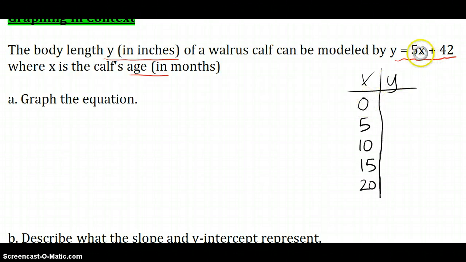So if I plug in 0 for x here, I have 5 times 0, 0 plus 42 is 42. So when the calf is born, it's 42 inches long. If I plug in 5 here, I have 5 times 5, 25 plus 42 gives me 67. If I plug in 10, I'm going to get 92. If I plug in 15, I'm going to get 117. And if I plug in 20, I'm going to get 142.